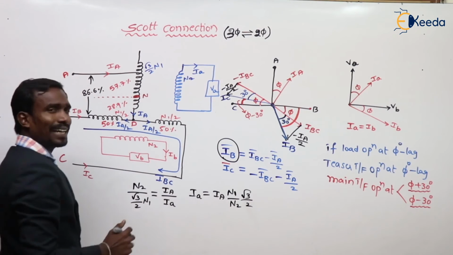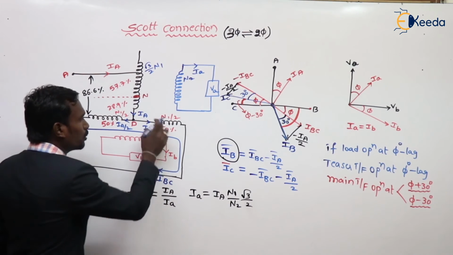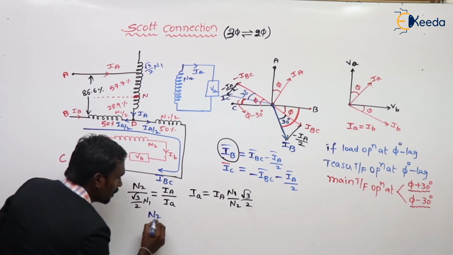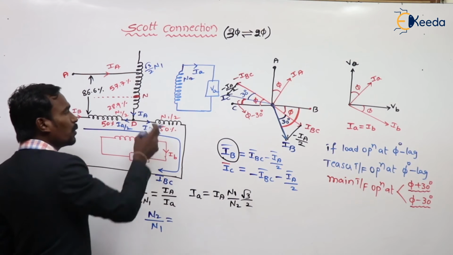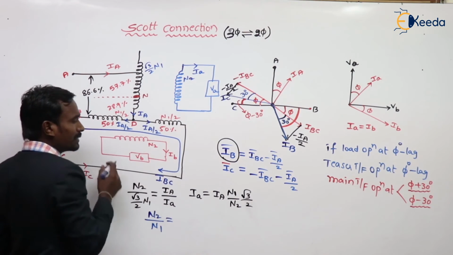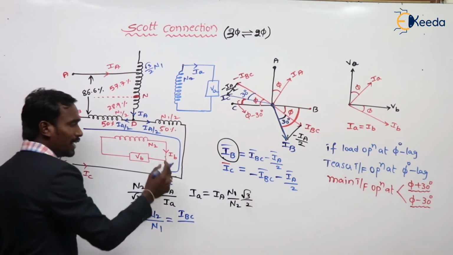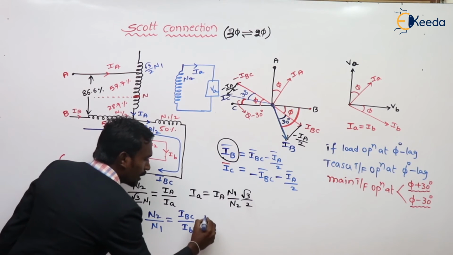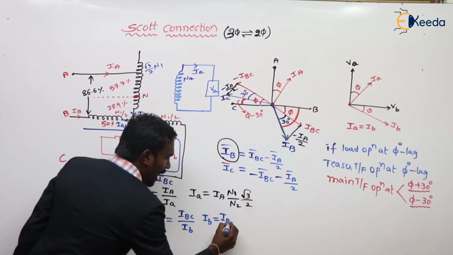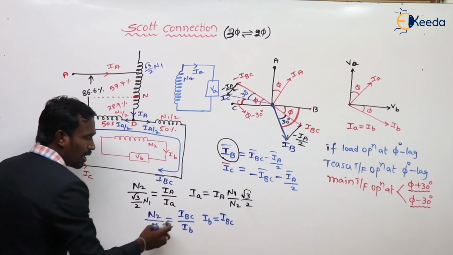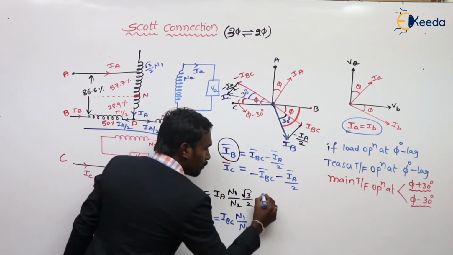And from this diagram, again calculate. Tell me, sir, what is the answer? Again N2 by N1 is equal to I1 by I2. What is I1 here? I1 is the IBC. So I1 by I2, and I2 is nothing but IB. Now tell me, what is IB from this? IB is equal to IBC into N1 by N2.